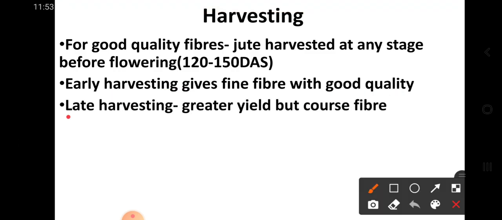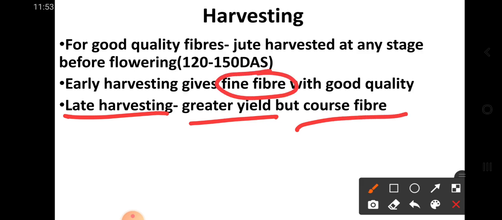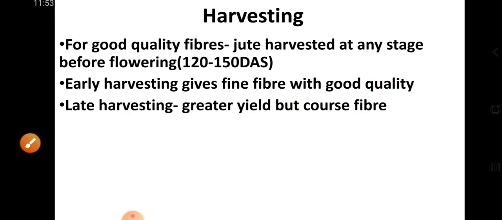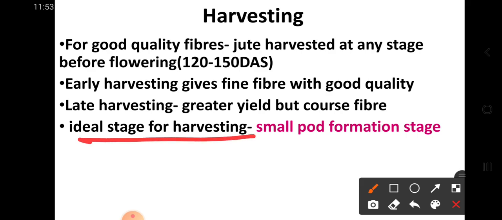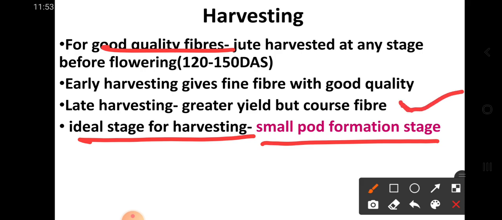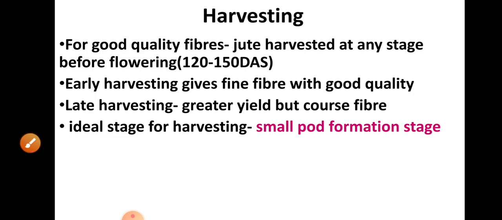If we delay harvesting, or harvest late, it gives us greater yield but coarse fibers. We can't get such fine fibers, okay? So it may affect the price of the fibers also. The ideal stage for harvesting jute for getting good quality fibers is the small pod formation stage. It is important for objective type questions.